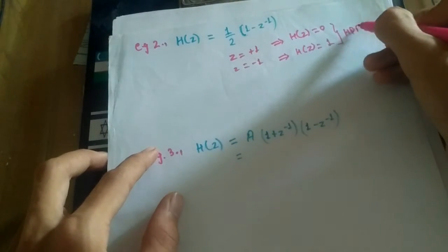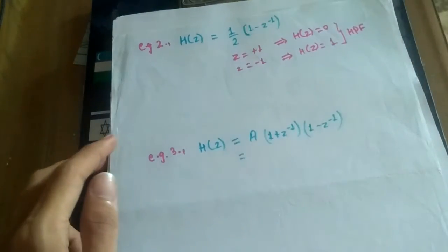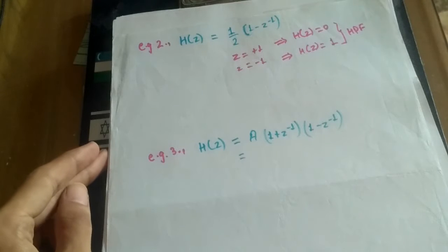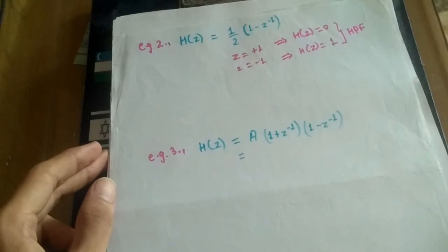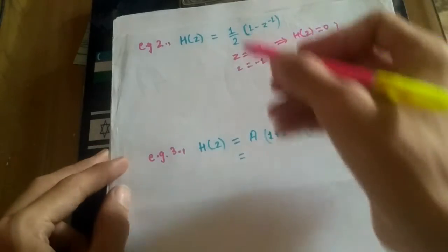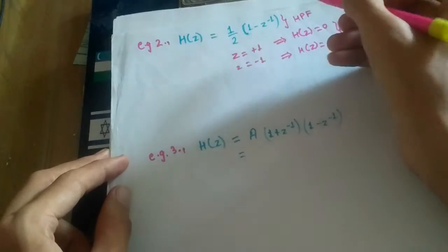Previously it was a low pass filter when we had 1 plus z inverse. Please watch my last video if you haven't, because this is the continuation of a whole series on filter designing. These are some prerequisites needed in order to learn filter design, and that's why I am showing all this. So this is nothing but our high pass filter.